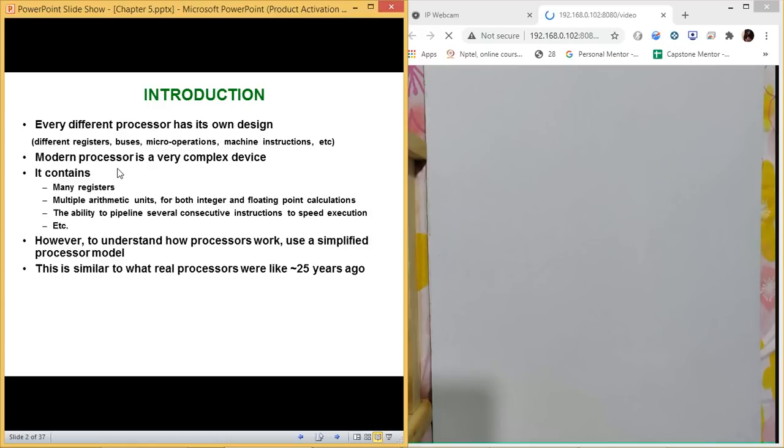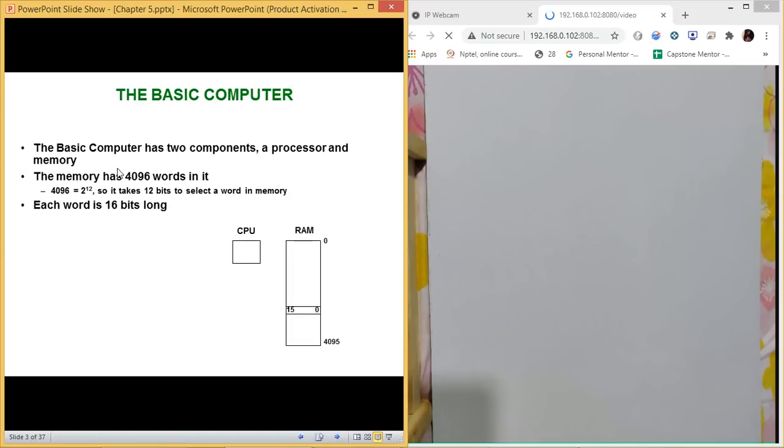So in this class, we are going to discuss a processor which is quite old, but still you will be able to understand the basic concept of how a processor interacts and how the different parts of that processor work with each other to achieve a task. So this is the basic computer which we are going to consider.